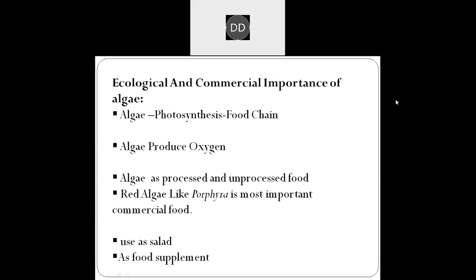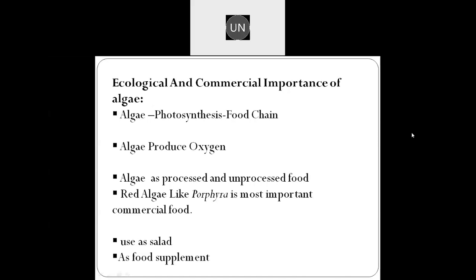There are different kinds of algae present in nature on the basis of their pigment system and their structure. Blue-green algae, that is Cyanophyceae, then Chlorophyceae, Phaeophyceae, Rhodophyceae, and diatoms, that means Bacillariophyta. I am mainly focusing on the ecological and commercial importance of these algae.